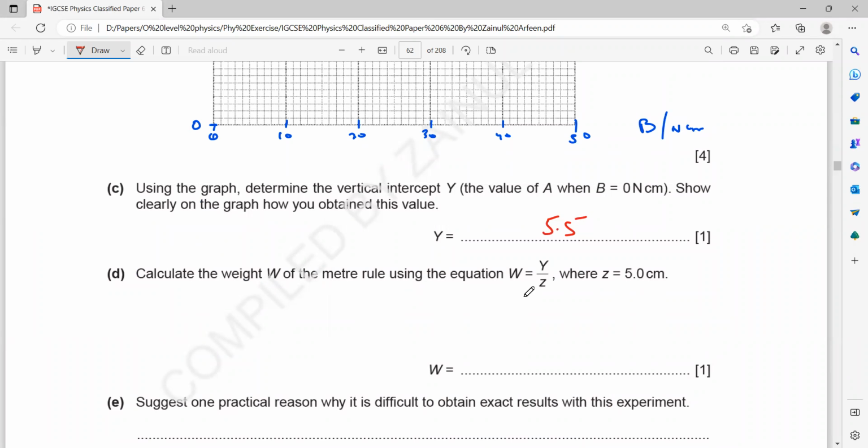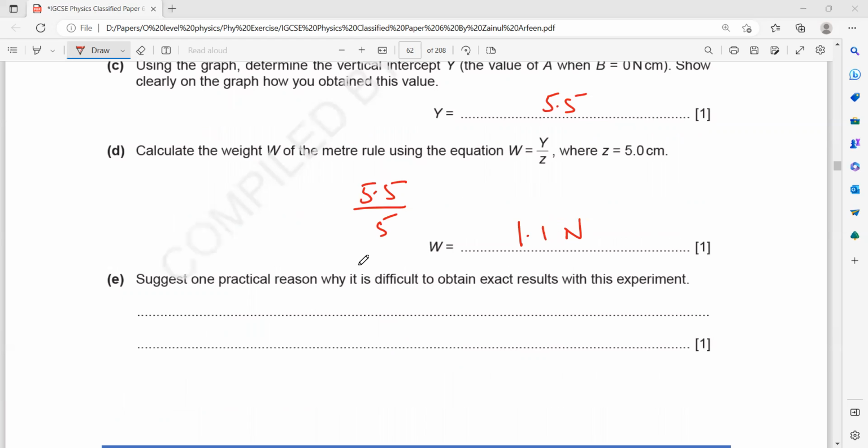Then the weight of the meter rule is equal to y divided by z. So y was 5.5 and z is 5. So 5.5 divided by 5 is equal to 1.1. 1.1 Newton. Because they ask for weight, the unit is Newton.